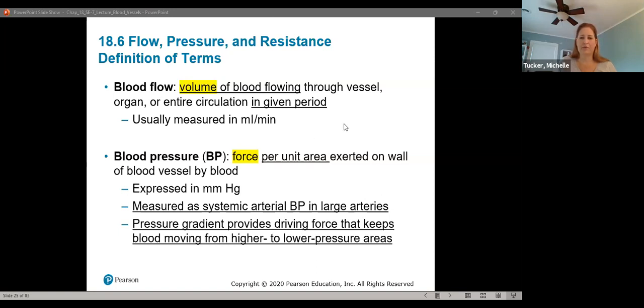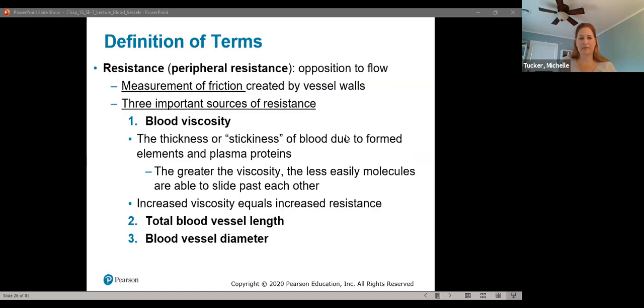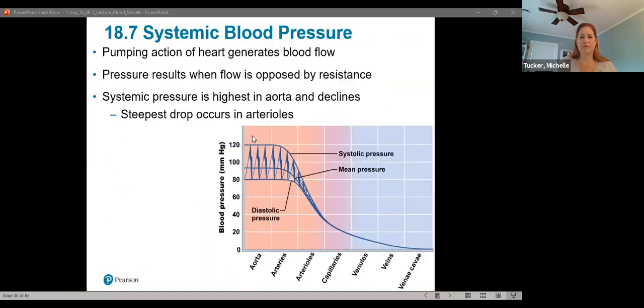Blood pressure is force per unit area. We're going to talk a little bit about that. For blood pressure, systolic pressure is the highest pressure, and it's generated at the level of the aorta. Diastolic is when the heart is at rest, so this is the lowest pressure in the aorta. The difference between systolic and diastolic is called pulse pressure. So pulse pressure is equal to systolic minus diastolic.